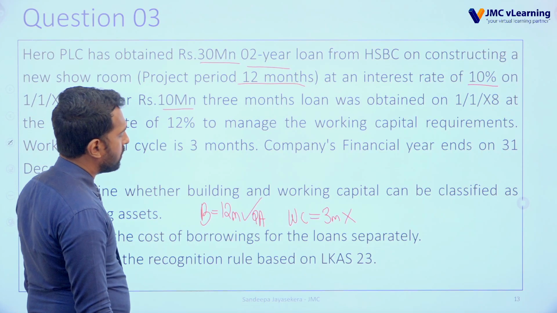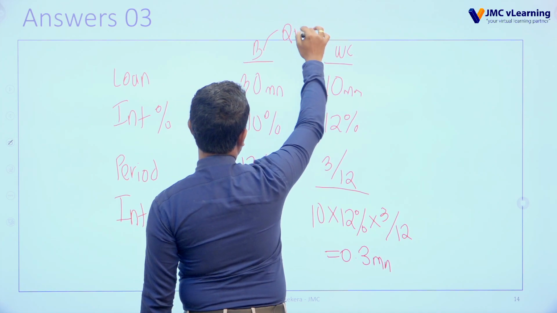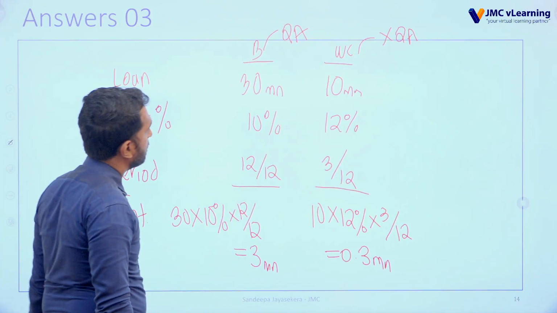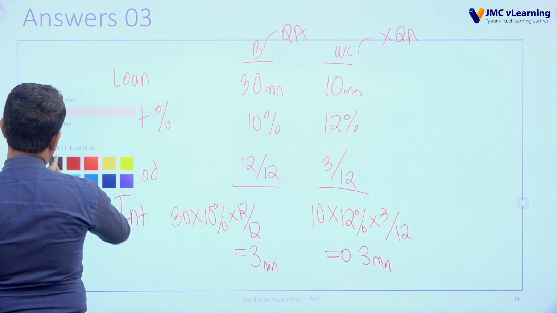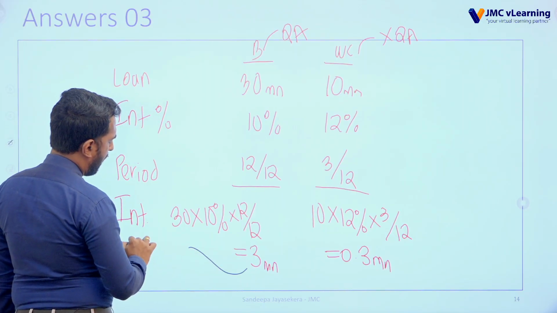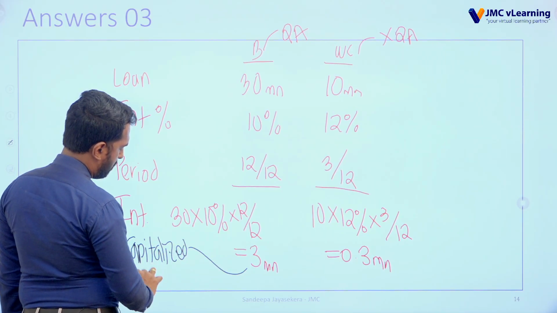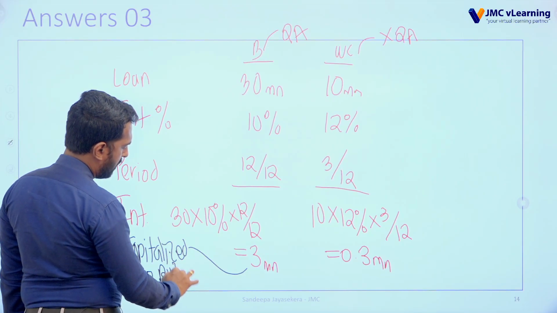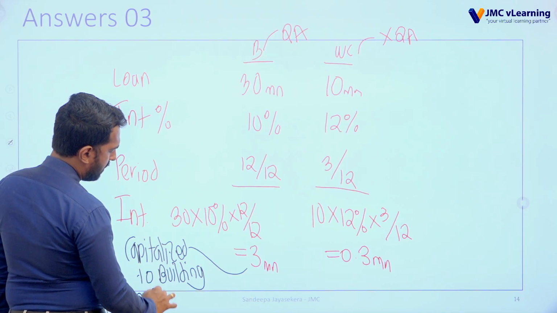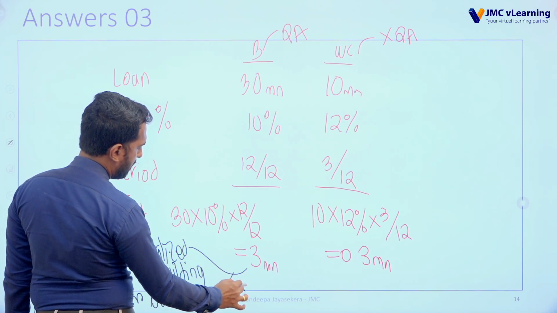Determine the recognition rule based on case 23. Right. Now, building is a qualifying asset. Working capital is not a qualifying asset. Building is a qualifying asset and working capital is not a qualifying asset. So, if it is a qualifying asset, the accounting treatment: this will be capitalized to the building. Capitalized to the building. That means simply debited to building, and credited to cash or credited to interest payable.